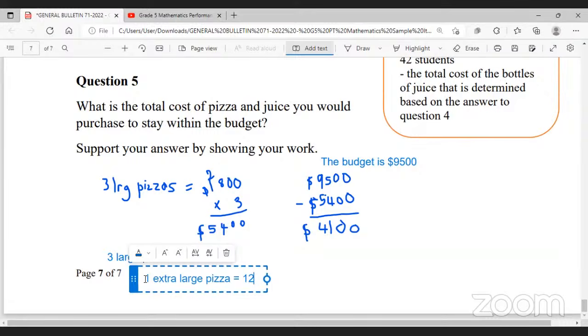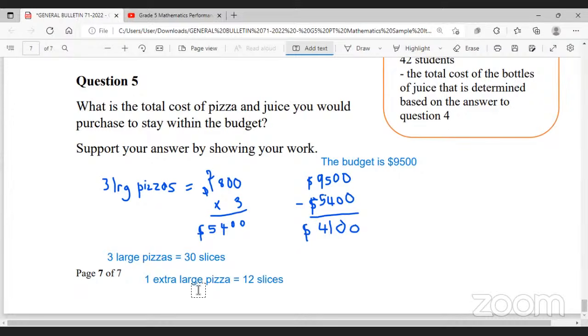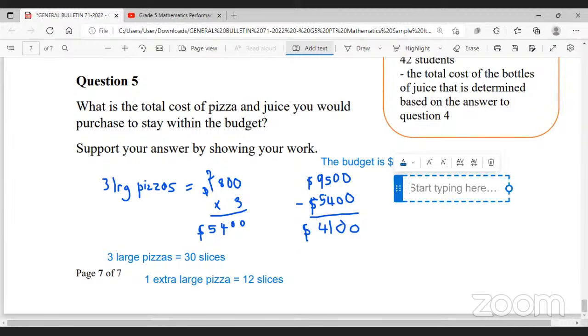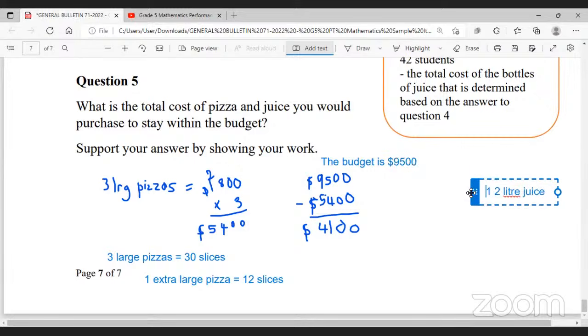equal 12 slices. So if I buy 1 extra large pizza and 3 large pizzas, I have 42 slices. There's also something that I need to take into consideration. Because I bought 3 pizzas, I get a free juice. I got 1 2-liter juice already. Let me just put that over this side. That's what I'm calculating my juice over that.